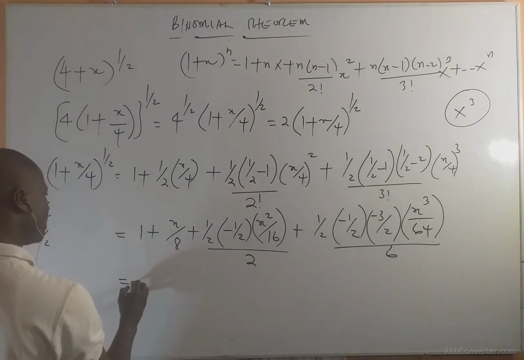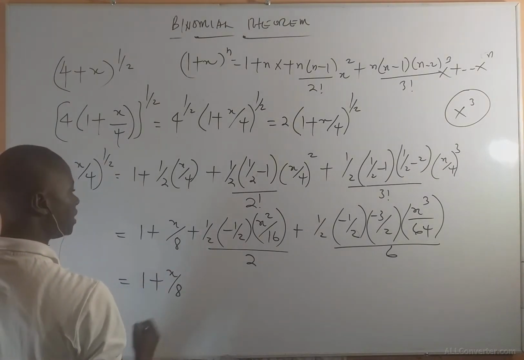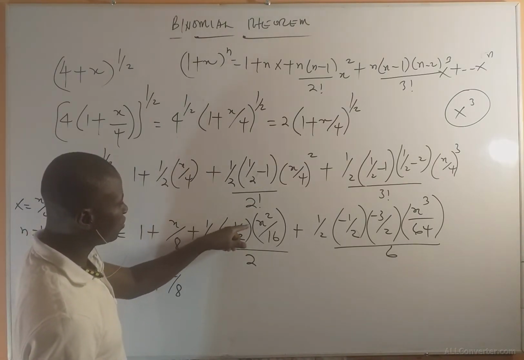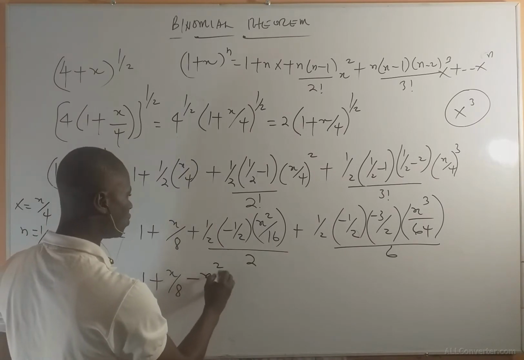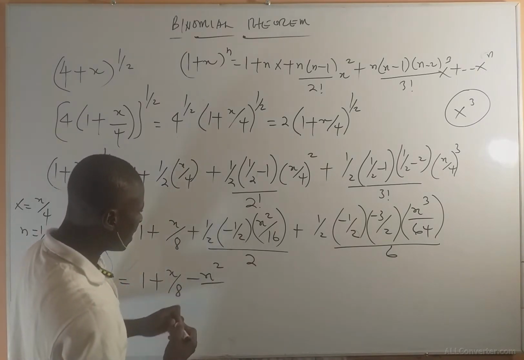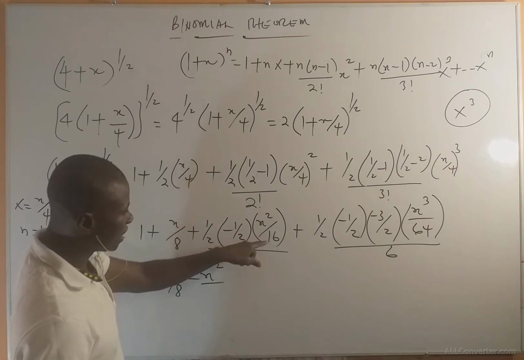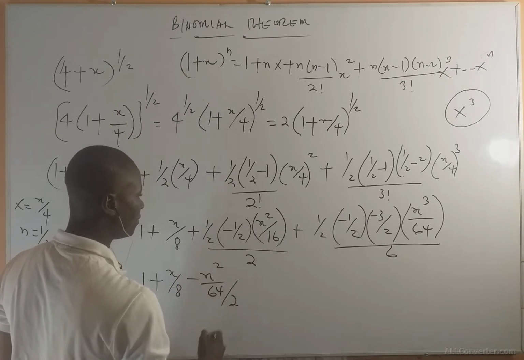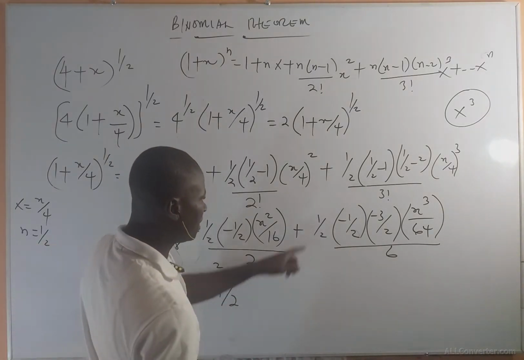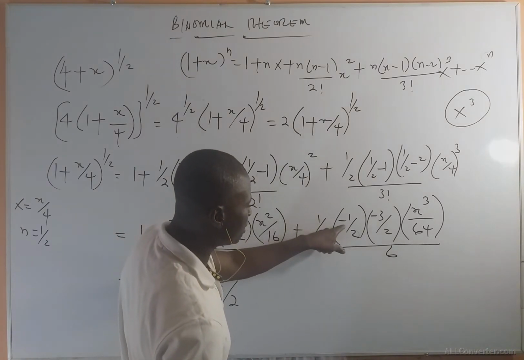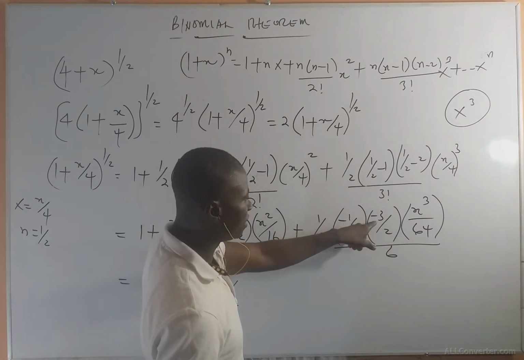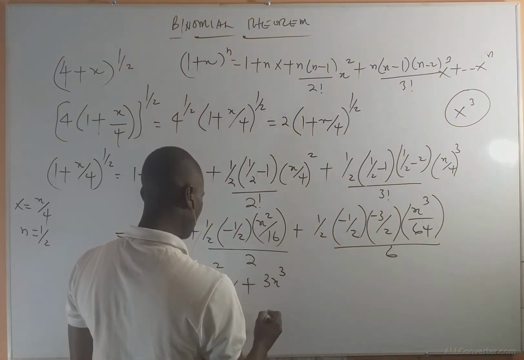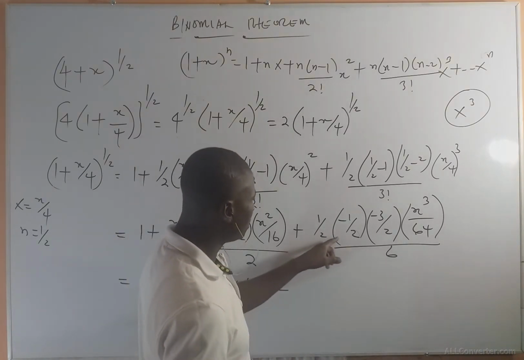Now, to simplify, we have 1 + x/8. Then we multiply, so 1 times minus 1 is minus 1, and minus 1 times x squared will give us minus x squared here. Don't forget that it's divided by 2 times 2, which is 4, and 4 times 16 will give us 64 here. So we have 64, but don't forget, it's all divided by 2 again. Then we also simplify this: we have 1 times minus 1, that is minus 1, and minus 1 times minus 3 is positive 3. So we have 3 times x cubed, and that will give us plus 3x³ divided by, then we have 2 times 2, that is 4.